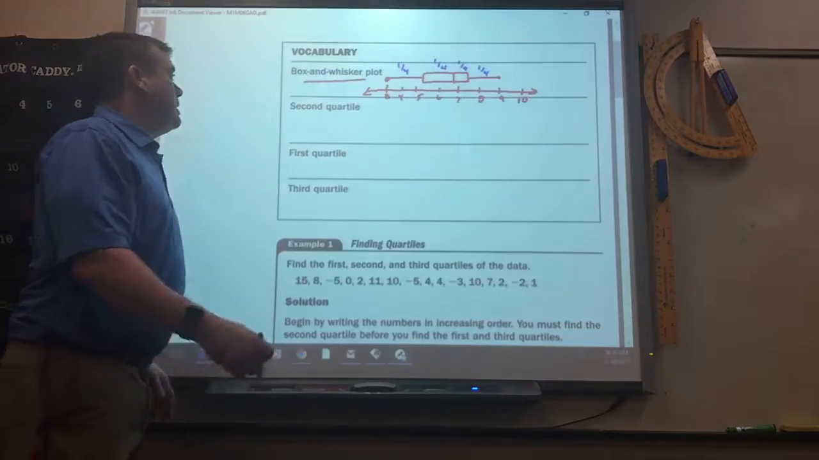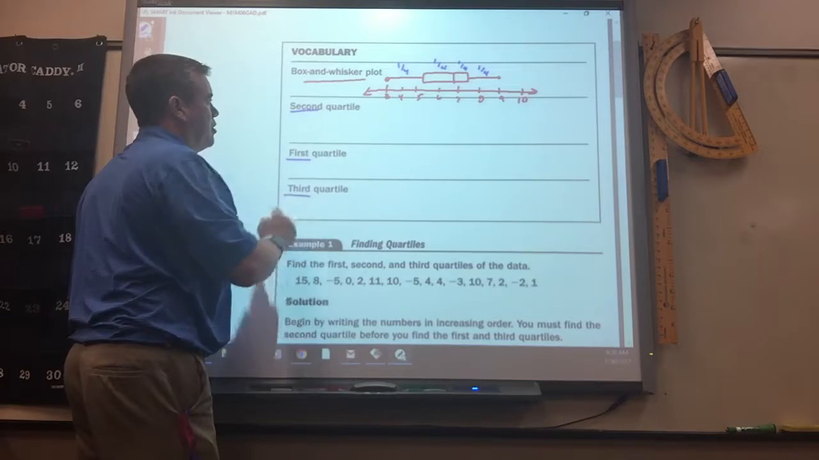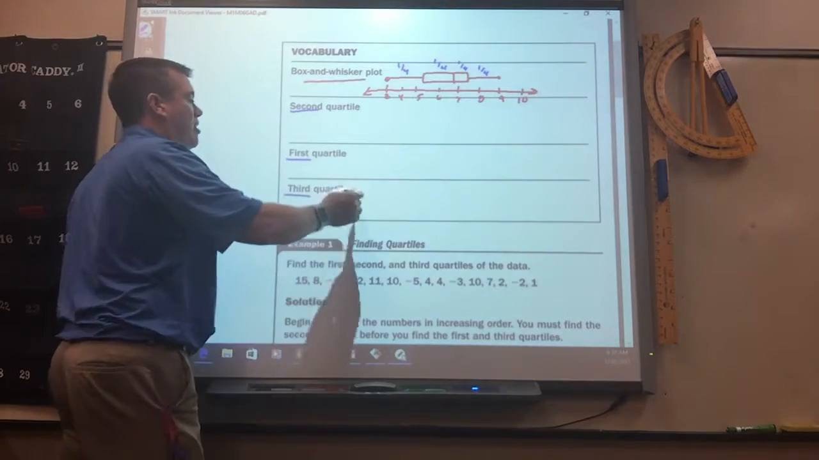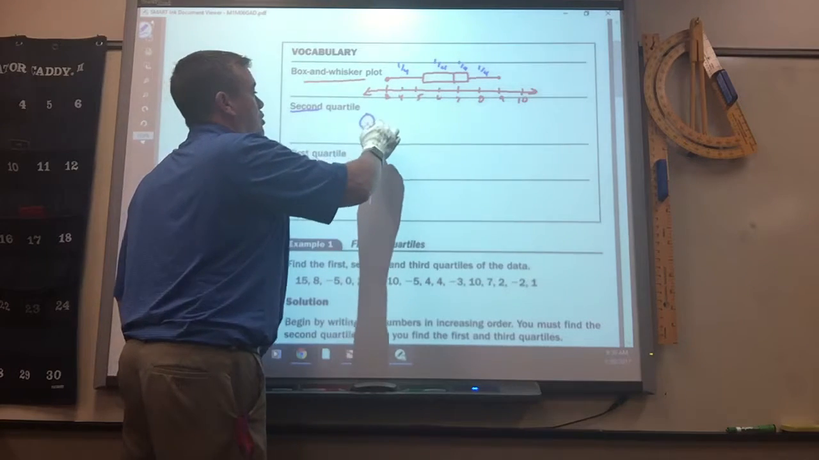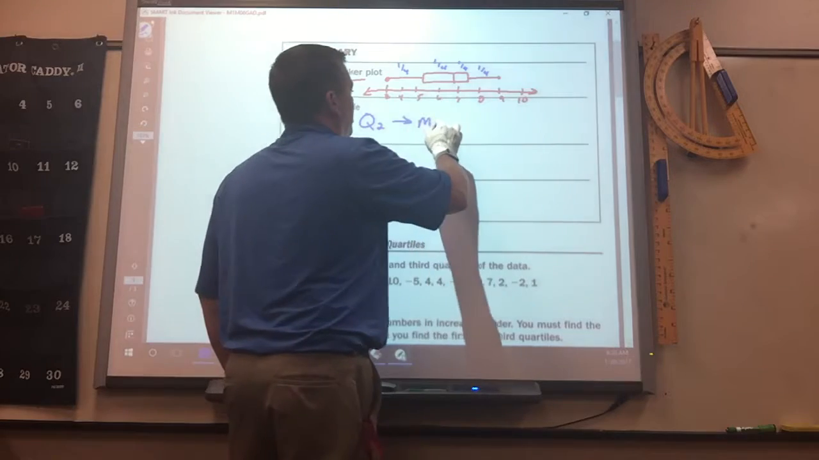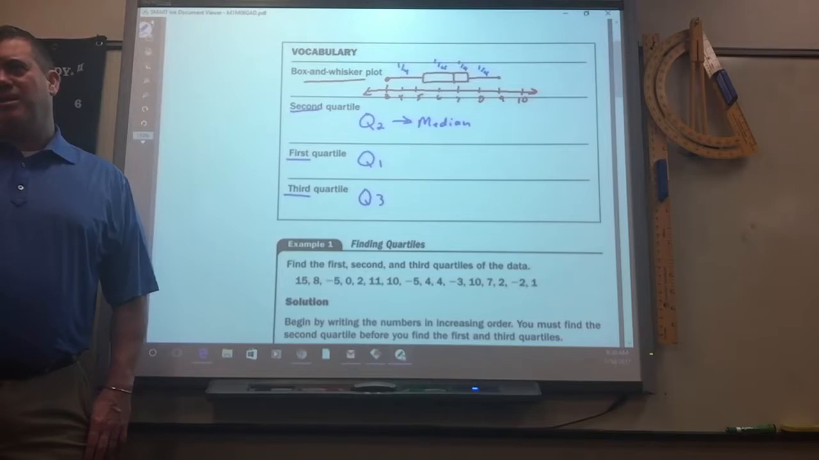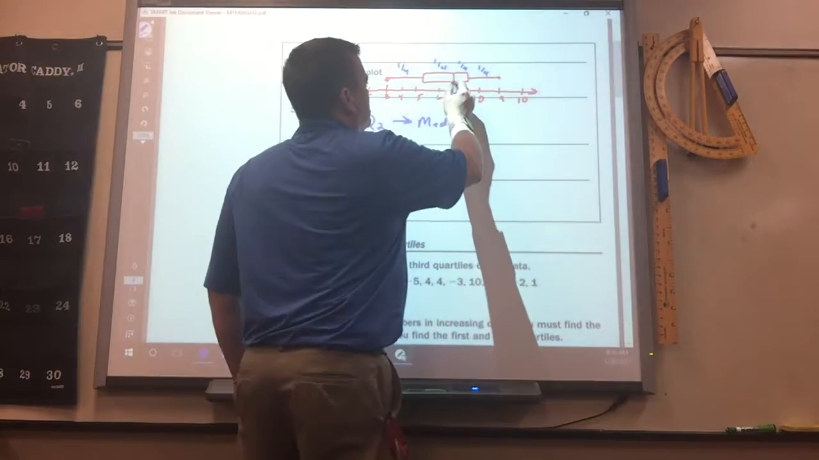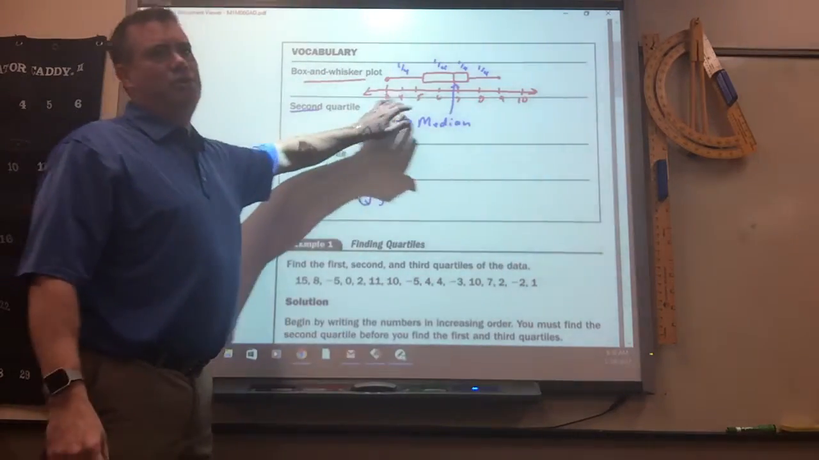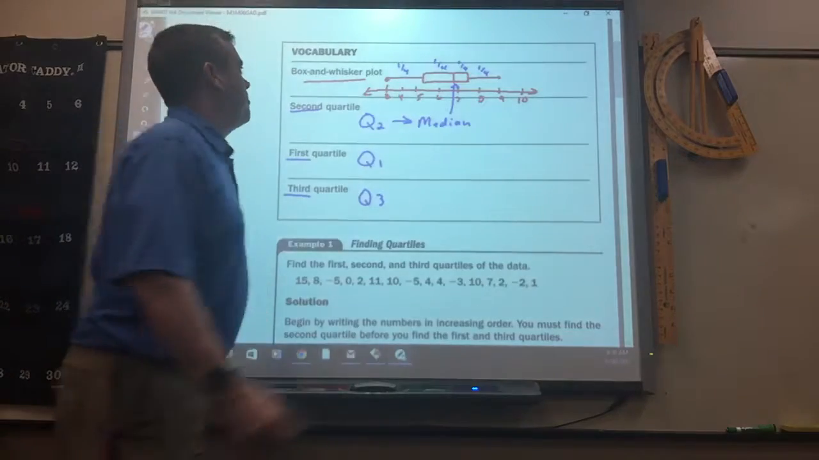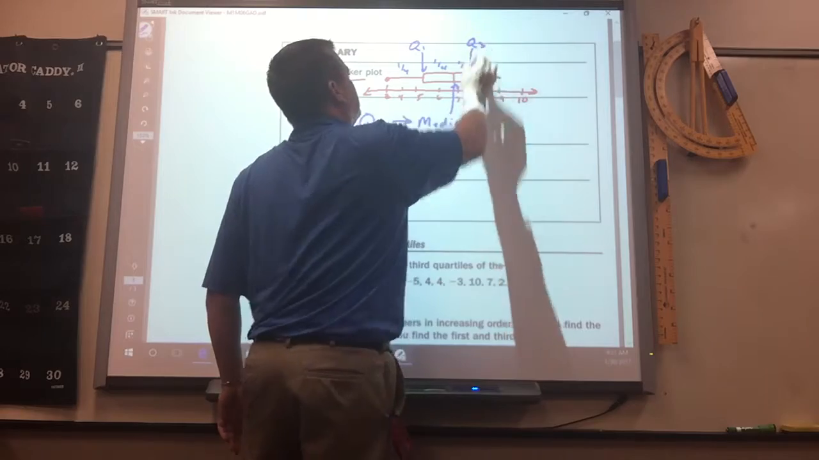Okay? So there's the first quartile, second quartile, and third quartile. Instead of writing it out, you just go Q1, Q2, Q3, where Q2 is actually called the median. The median, remember, is what? Middle number. So this is the median right here, and you can call it either Q2 or the median. It usually calls it the median. This one right here is the first quartile, and this is the third quartile.